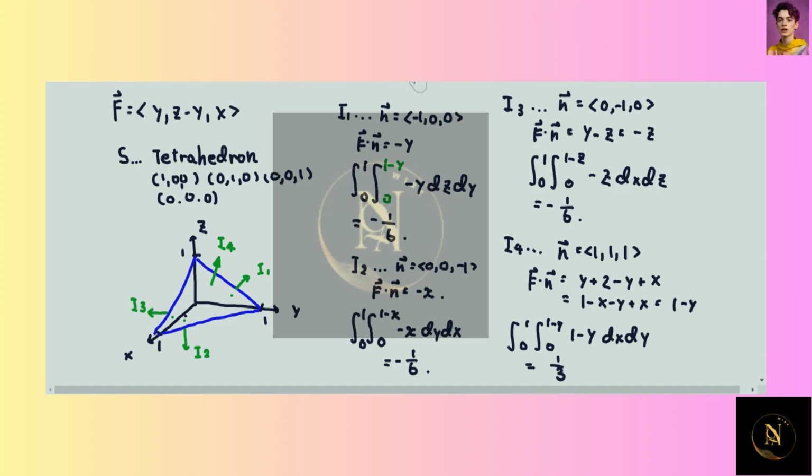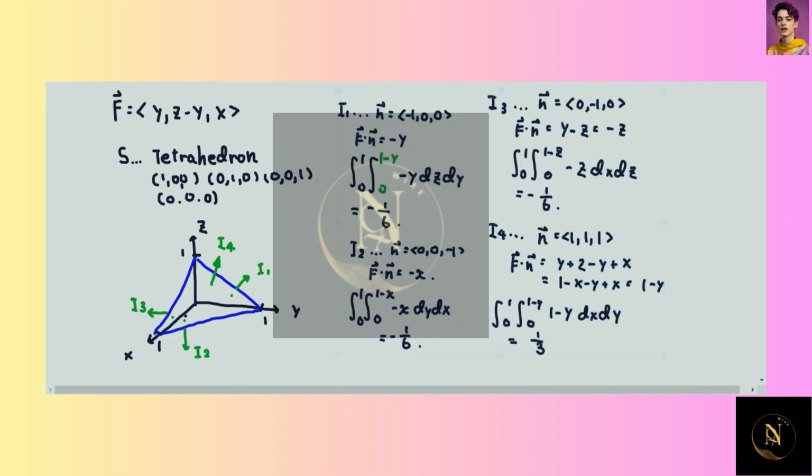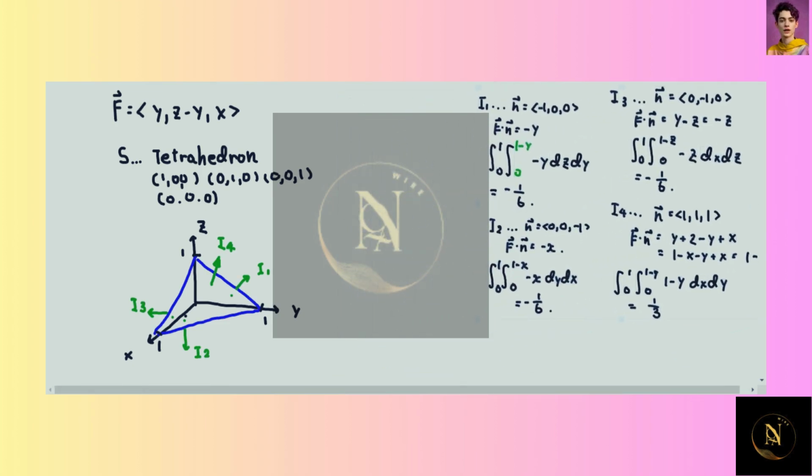So let's summarize this. We have three fluxes with identical values, −1/6, and a positive 1/3. That's the diagonal flux due to I4. So we know the total flux is equal to 1/3 minus 3 times 1/6, and that is equal to −1/6. And that is how you solve this problem.